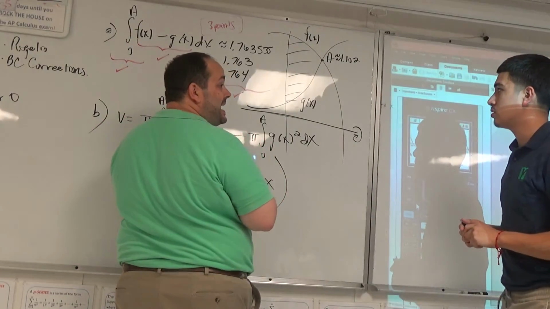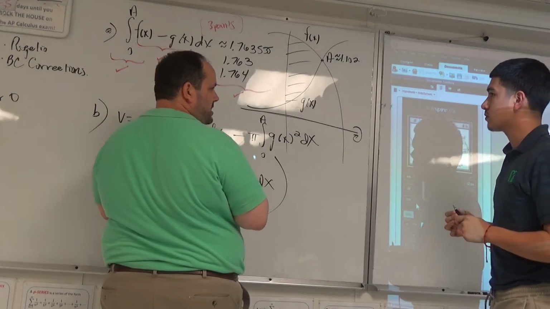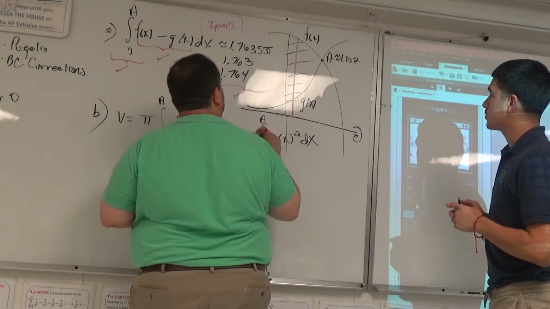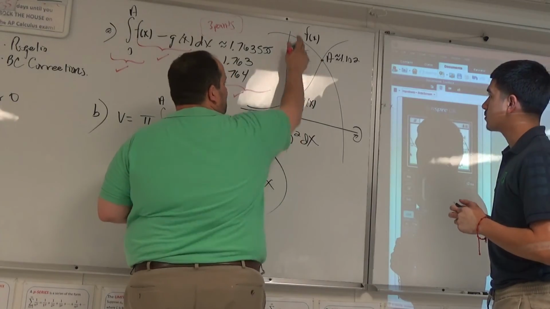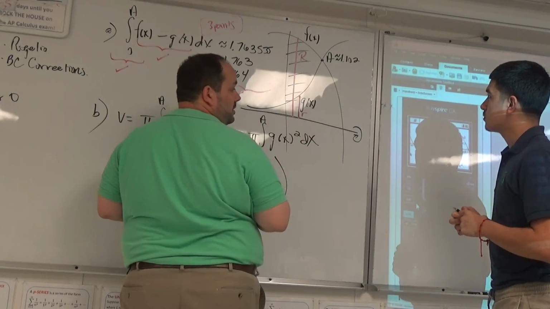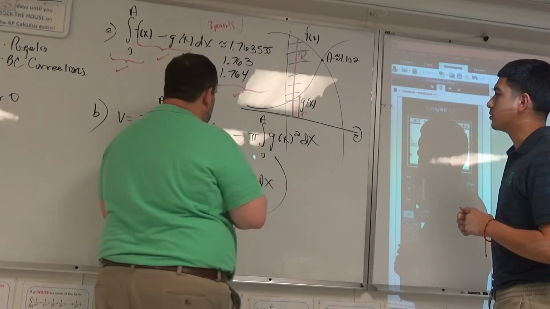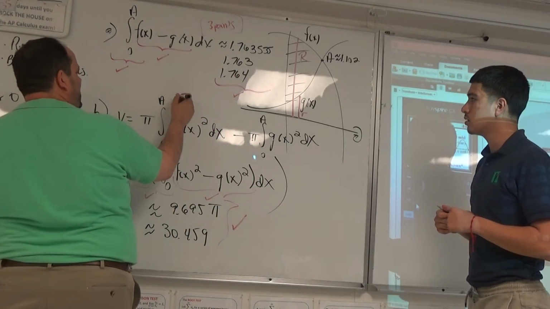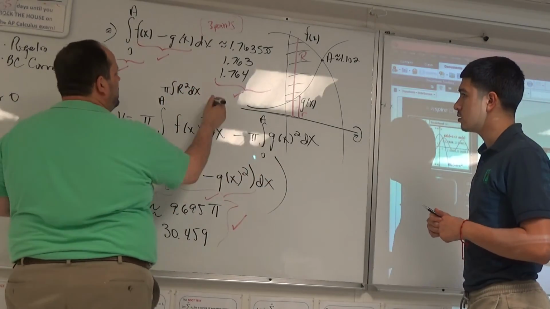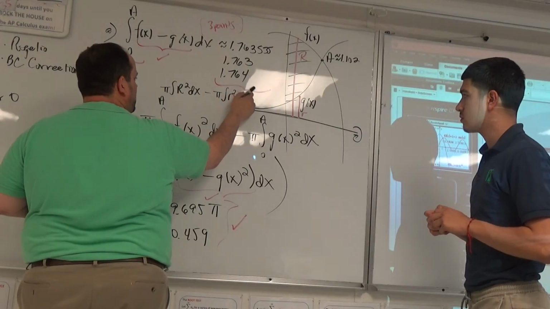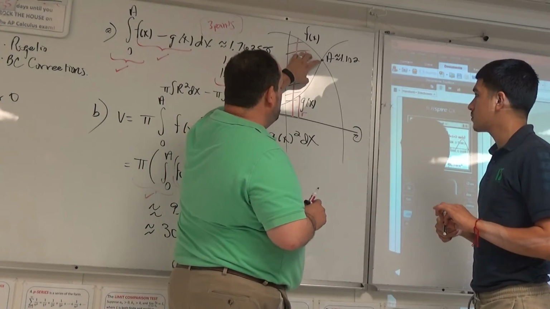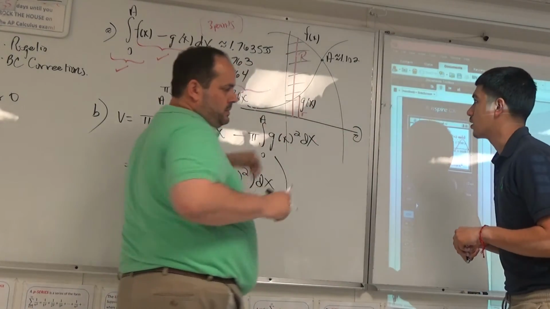When we're talking about the radius, you're measuring from your axis of rotation. Where's the axis? From here up to the outside curve. And then little r goes from the axis to the inside curve. Right, and so your setup for a hollow object is always going to be pi integral of big R squared dx, or maybe dy, minus pi integral of little r squared dx, or maybe dy. But this is definitely hollow because this region here doesn't touch the x-axis.